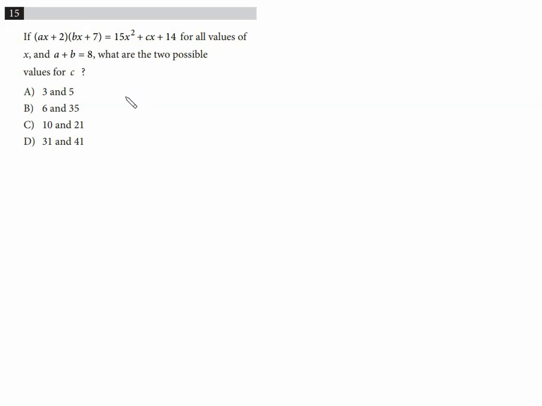Question 15. If this expression holds for all values of x and a plus b equals 8, what are the two possible values for c?